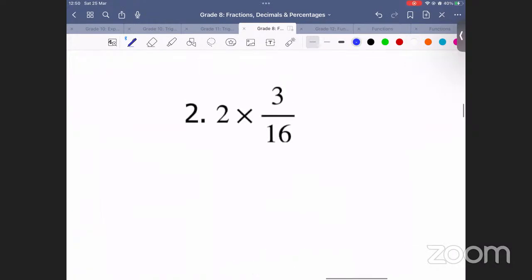Let's have a look at this. We have 2 times 3 over 16. Is there class next week? Yes, there's class every week. Whether it's holidays, fasting month, snowing, whatever, we will have class. So if you can't make it, you can always watch it later on YouTube.